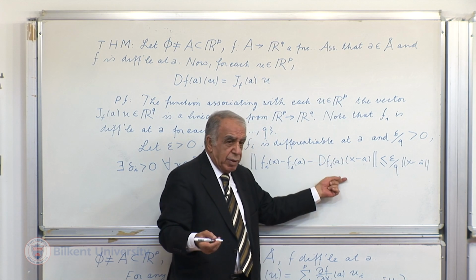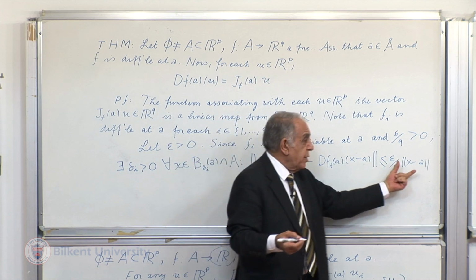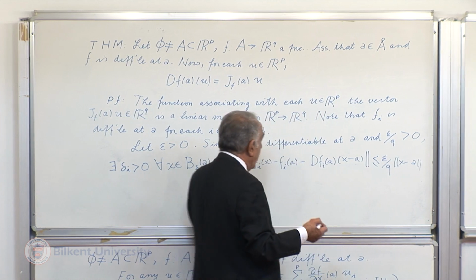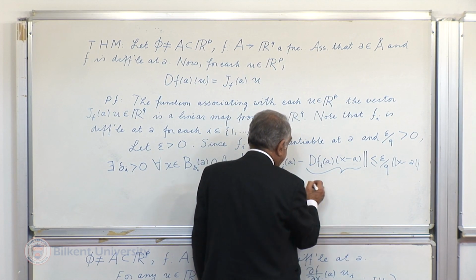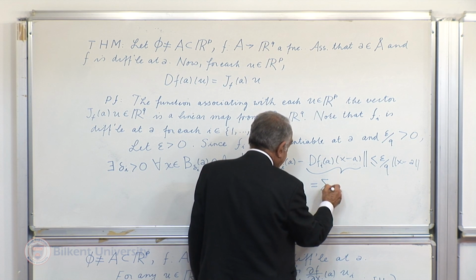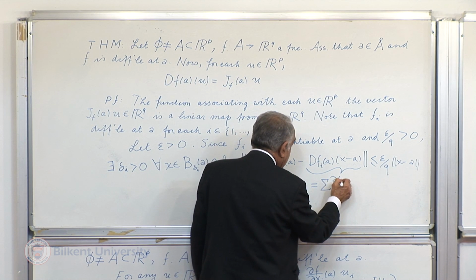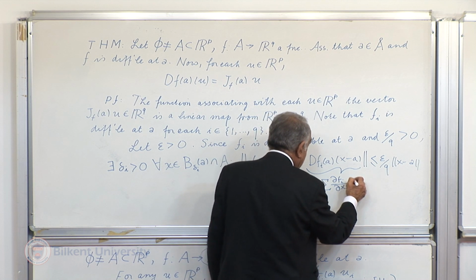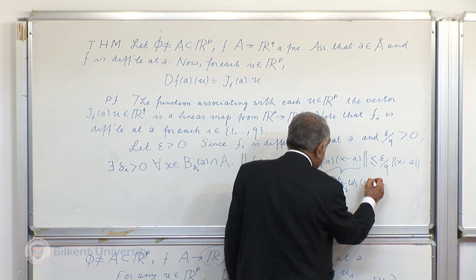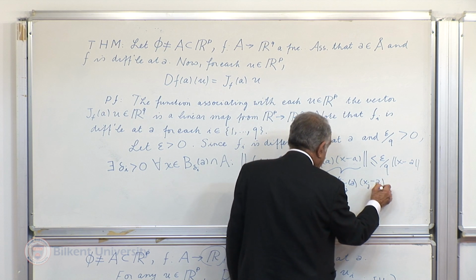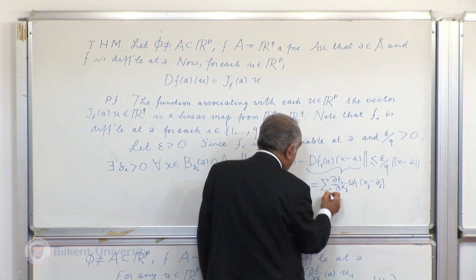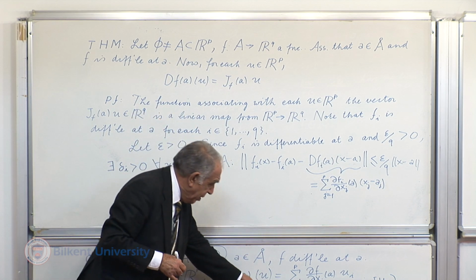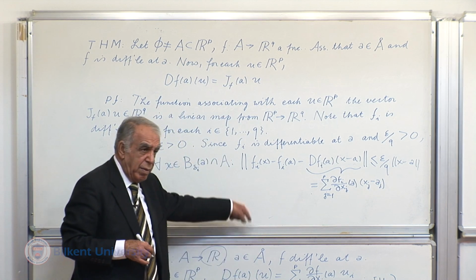In fact, this norm here is the norm in R, thus this is just the absolute value. This is the norm in R^p, x and a are in there. And we know that this is equal to the sum of the partial derivatives of f_i with respect to x_j at a, times x_j minus a_j, with j from 1 to p. This is just the last statement where we converted that to this form.